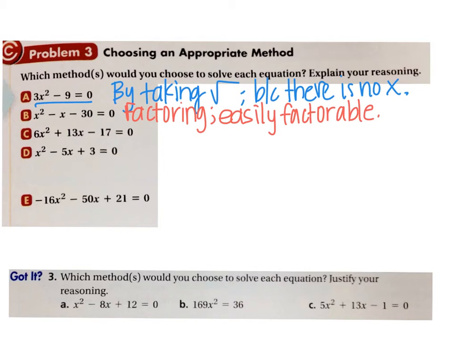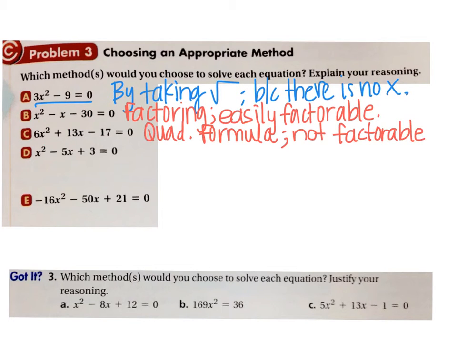Okay, C, for that one, because the leading coefficient is a 6, for that one I would use the quadratic formula, because it's not easily factorable or not factorable at all. You can put not factorable. I'm pretty sure you can't factor that one.